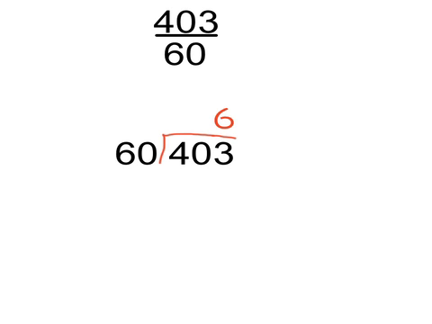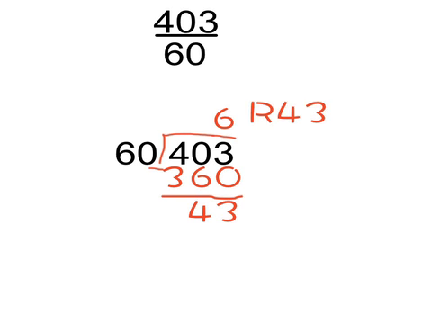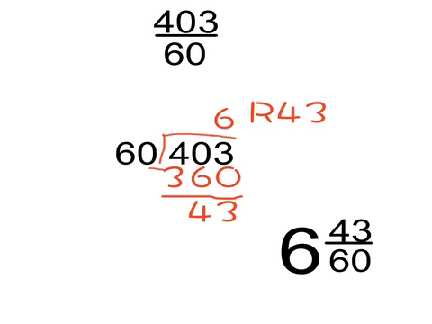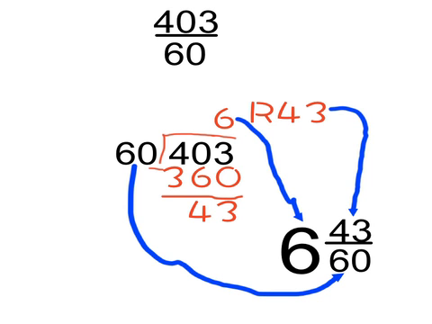If we wanted to convert it to a mixed number, we do our division problem. 60 into 403 is 6 times. Giving us 6 times 60 is 360. We subtract and we get that there's 43 left over, or 6 remainder 43. So our mixed number is 6 and 43/60ths.